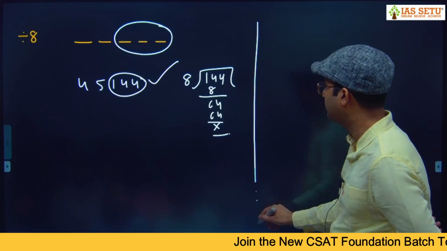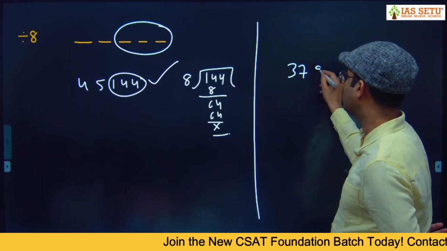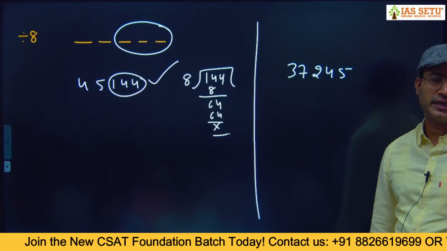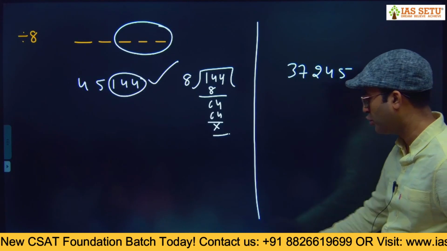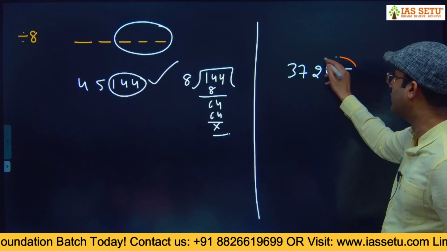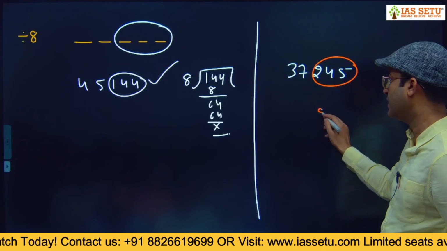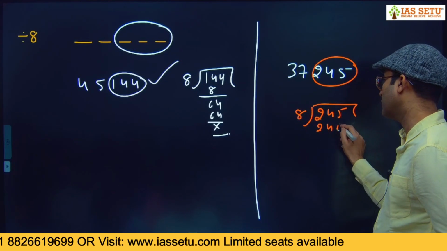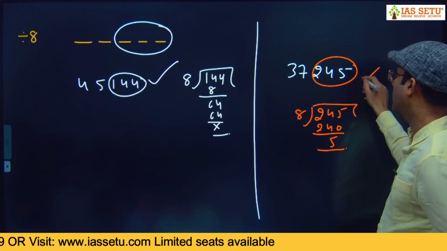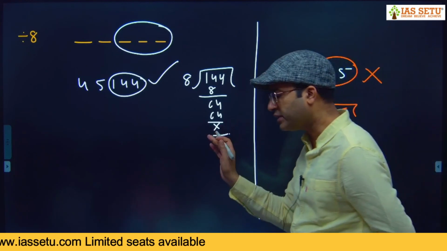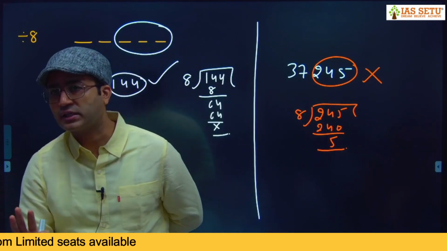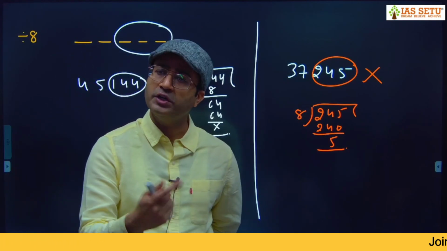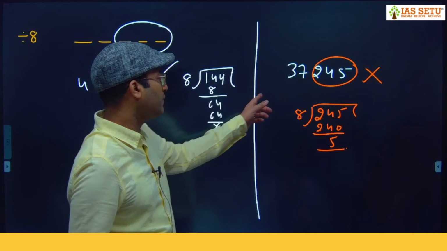Now next, 37,245. It is asked whether it is divisible by 8, yes or no? No. Here this number is not divisible by 8. So if you divide it by 8, we get 240, here 5. And in this case also, the last 3 digits are sufficient to tell if the number is divisible. If not, remainder. No need to check the complete number.